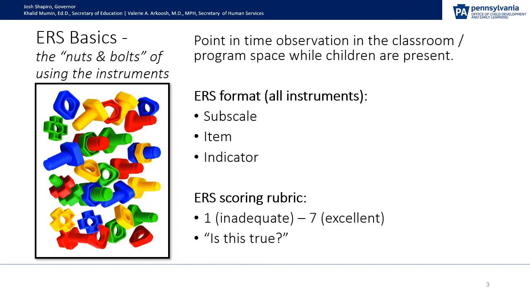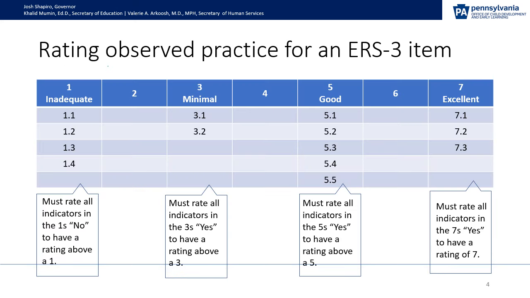Let's start with a quick review of some ERS basics that apply to both the second editions and the third editions. An ERS assessment considers the indoor and outdoor spaces used by the group, and the observation occurs while the children are present and active in their typical routines and opportunities. All of the environment rating scales are organized in the same way, and the ICERS-3 uses the same rating system as earlier editions, a 7-point Likert scale, and the same instructions for rating items as the revised editions.